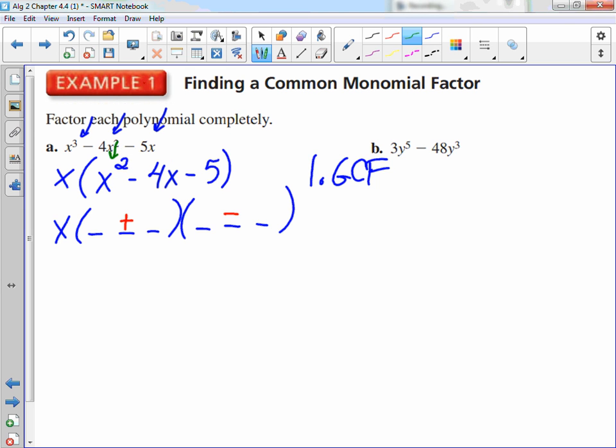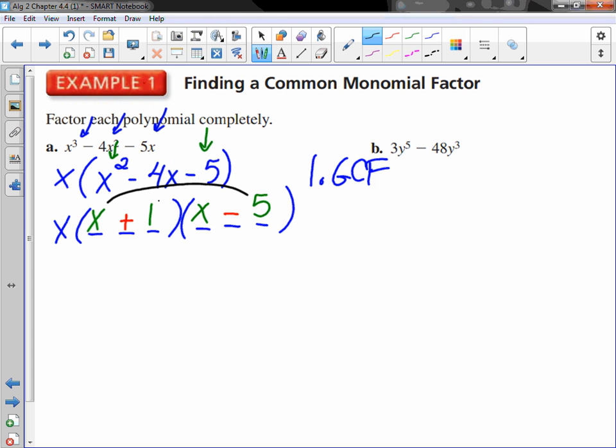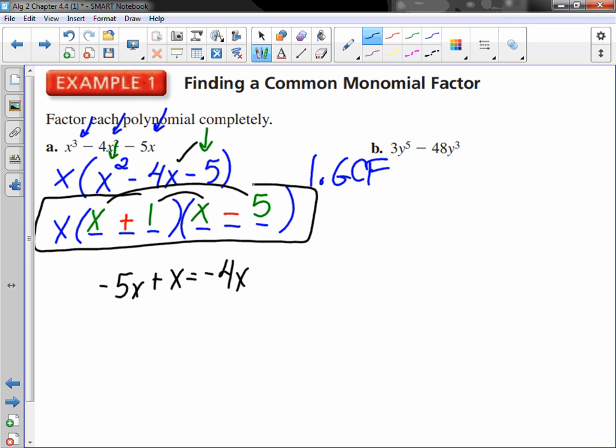Now we look at the factors of the first and third term. The factors of the first term, x squared, well, that would be just x and x. The factors of 5, 1 and 5. And again, with any of these here, we're going to check them. So we do x times negative 5 and 1 times x. Well, x times negative 5 is negative 5x. 1 times x is plus x. Negative 5x plus x is negative 4x. Is that what we wanted? So we have it factored completely.